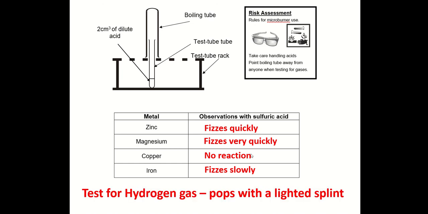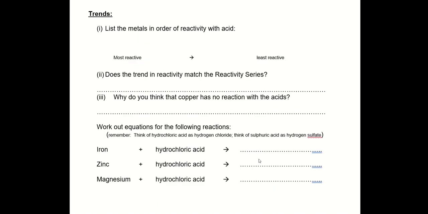So, to test for the hydrogen, we pop it with a lighted splint. So you saw the light go in there, and then it pops, and that's the sign that hydrogen has been given off. So the last thing to do is look over some of the trends, and again, if you want to pause the video and try and answer these, and see if you could do the equations as well. I'll go over these in a moment, and then you can fill those in, and then try the equations that follow, okay?